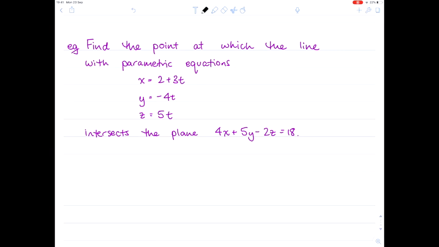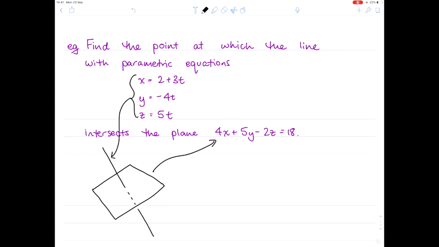So the mental picture that we want to have is that we've got some plane given by this equation over here, and we have some line that intersects that plane given by this equation over here, and we want to find this particular point here where they intersect.